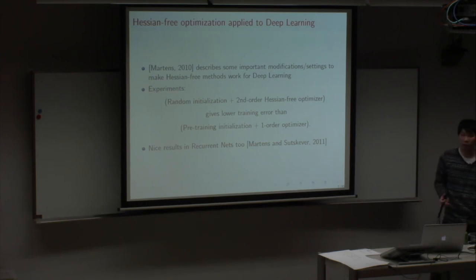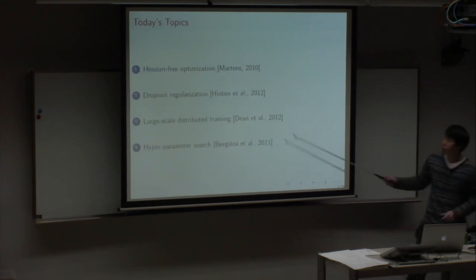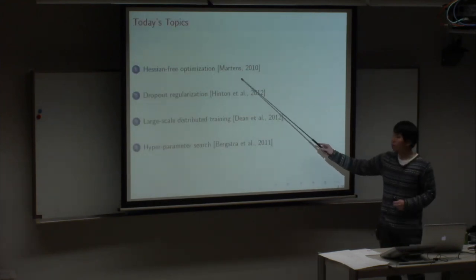First order means you only use gradient information. Second order means you also use the curvature. Just to give you a brief view, you don't need to understand everything fully. Okay, so let's go on. So this is about how to optimize better.